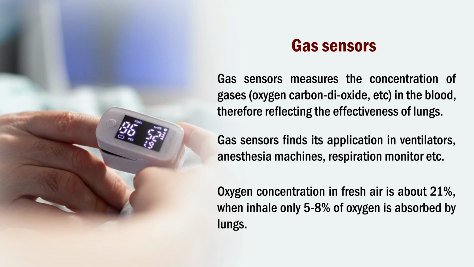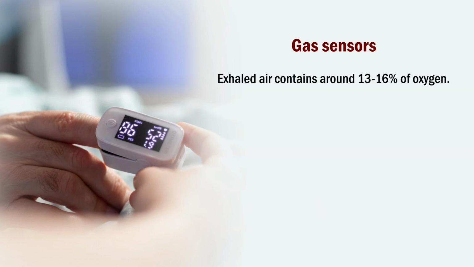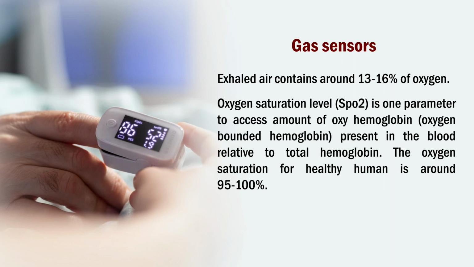Oxygen concentration in fresh air is about 21%. When inhaled, only 5 to 8% of oxygen is absorbed by the lungs. Exhaled air contains around 13 to 16% of oxygen. Oxygen saturation level, SpO2, is one parameter to assess the amount of oxyhemoglobin, that is oxygen-bound hemoglobin, present in the blood relative to total hemoglobin. The oxygen saturation for a healthy human is around 95 to 100%.